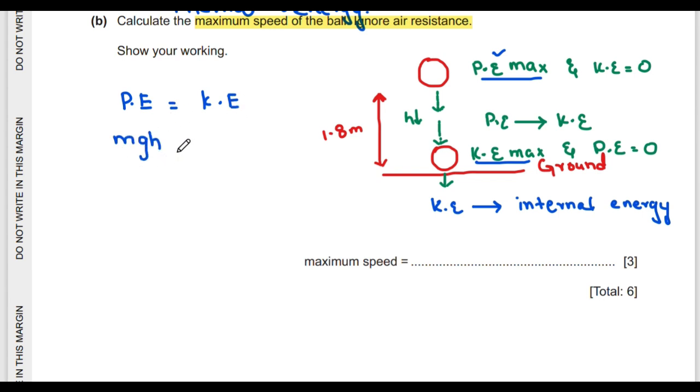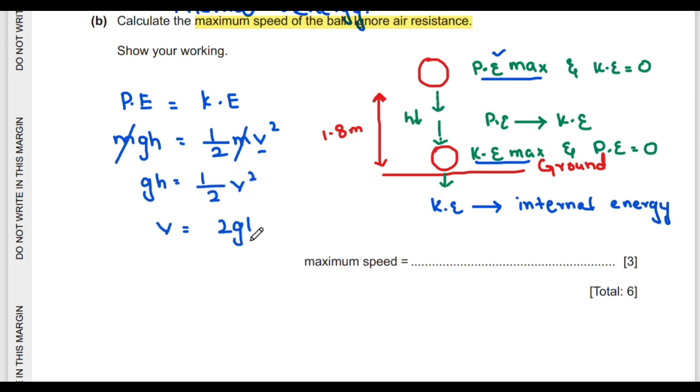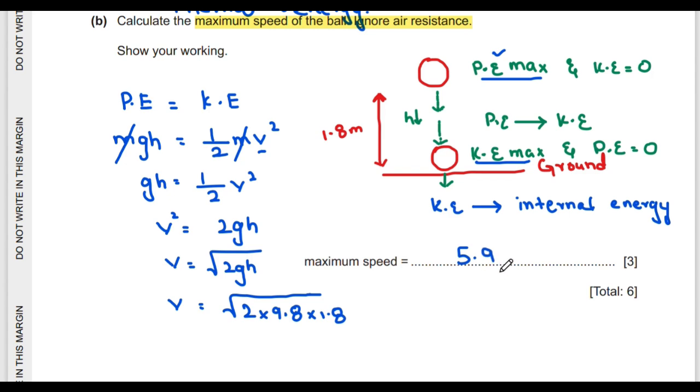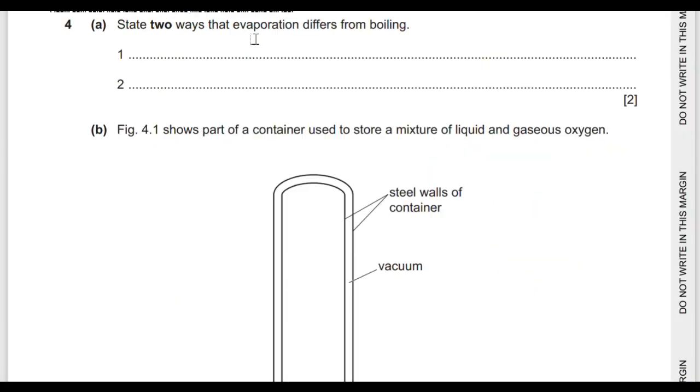Potential energy has the formula mgh, and kinetic energy is half mv squared, and we want to get this v, maximum v. Mass is cancelled with mass, so gh is equal to 1 over 2 v squared, so v squared is equal to 2gh, and for v we can take square root. Putting in the values, 2 times 9.8 times 1.8, the height is 1.8, so the maximum speed of this ball is 5.9 meter per second.